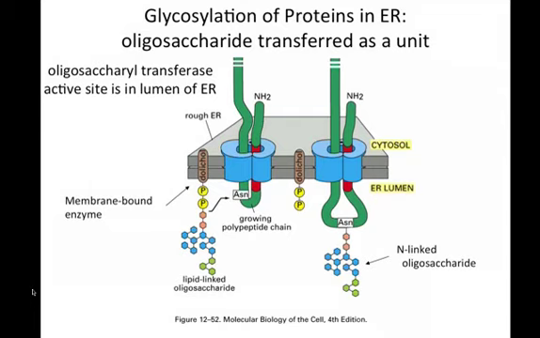So this whole entire sugar group is transferred to the asparagine on the growing polypeptide chain. And that's why it's called an N-linked oligosaccharide, like letter N, because the oligosaccharide is linked to the asparagine, and the single letter code for asparagine is N.